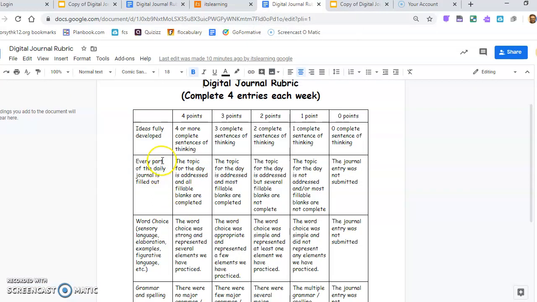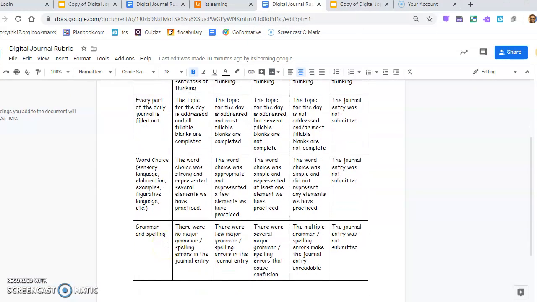So back to the rubric, if you look, the next one is, is it just good writing? Things that we always talk about: sensory language, figurative language, elaborating, giving examples, just very good fifth grade writing. If it's just short, and it doesn't even look like a fifth grader typed this out, then you're not going to get full points, of course.